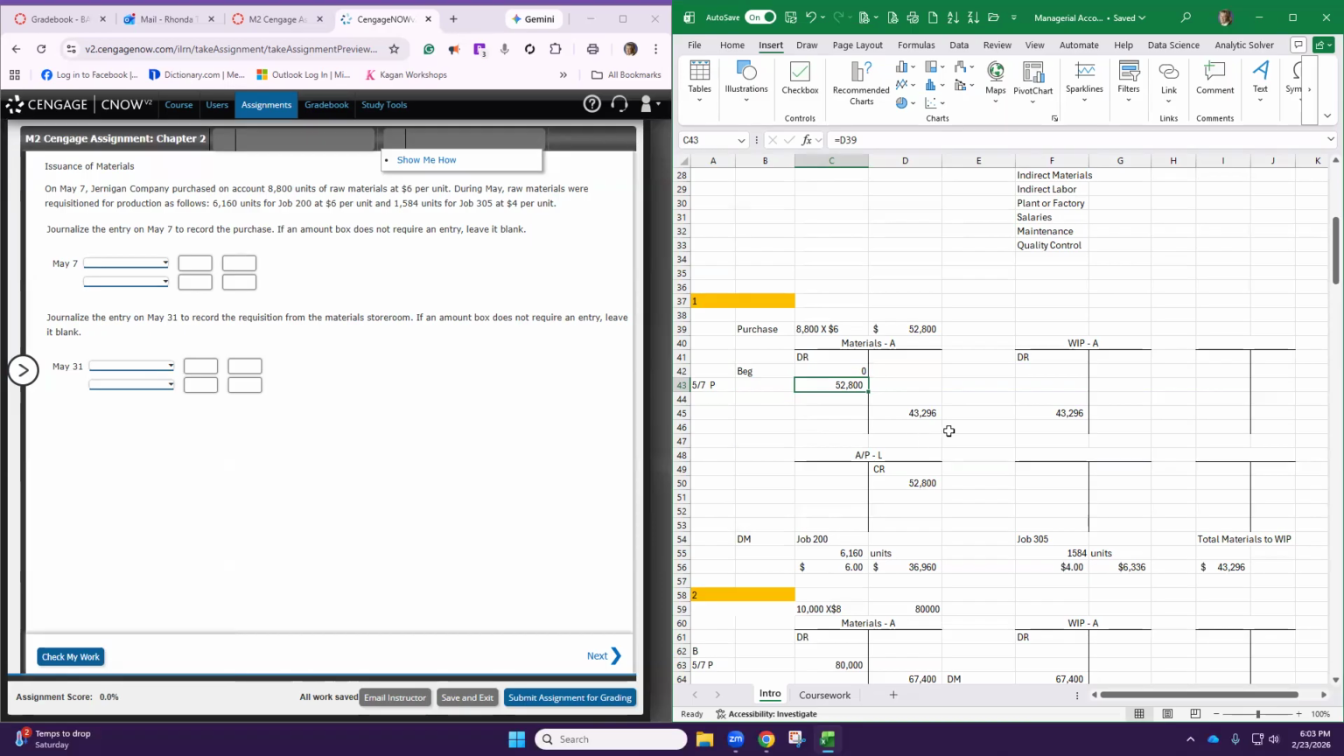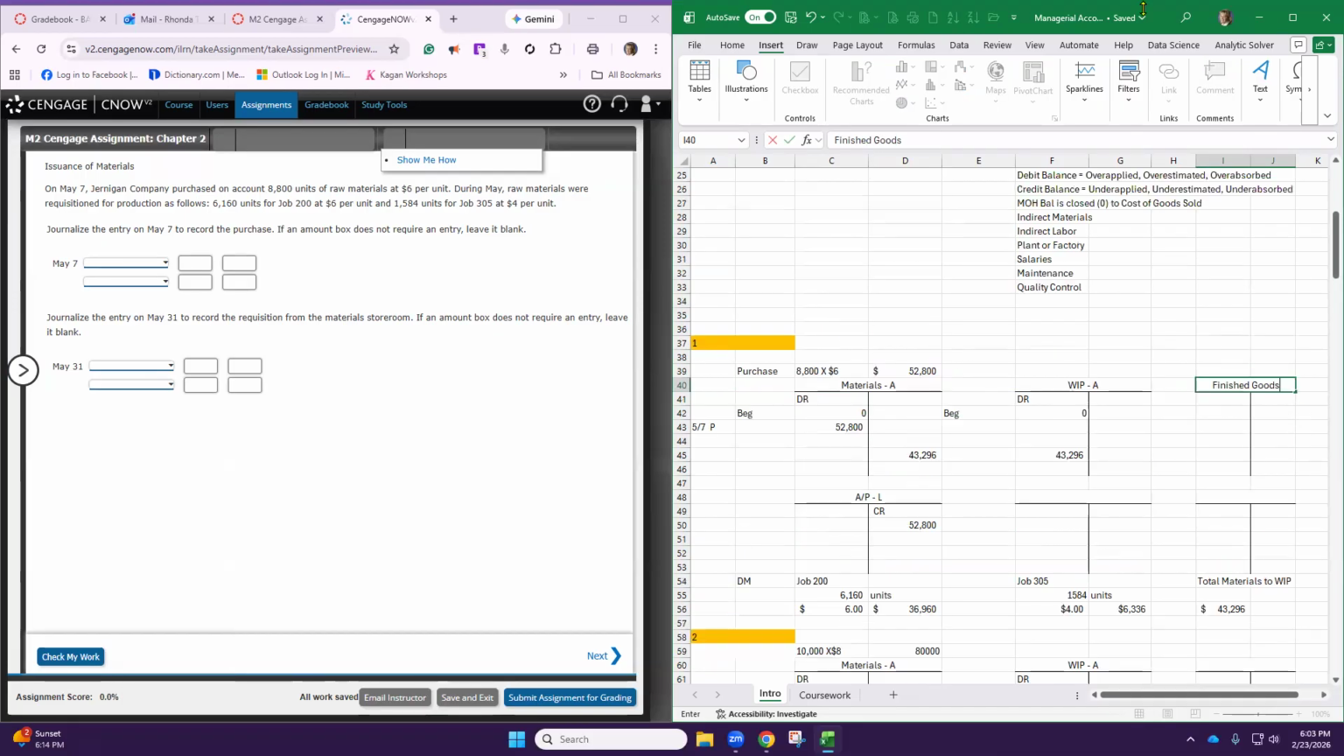All right, and then this one will also have a beginning balance. And I'm just going to leave it 0. And then this would be finished goods. And this is an asset account with a debit normal balance, and it can have a beginning balance, but I don't believe we have any.